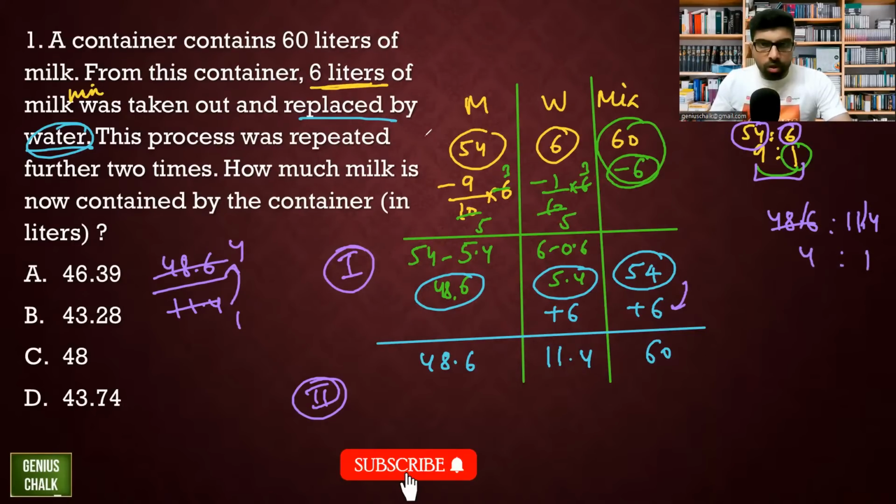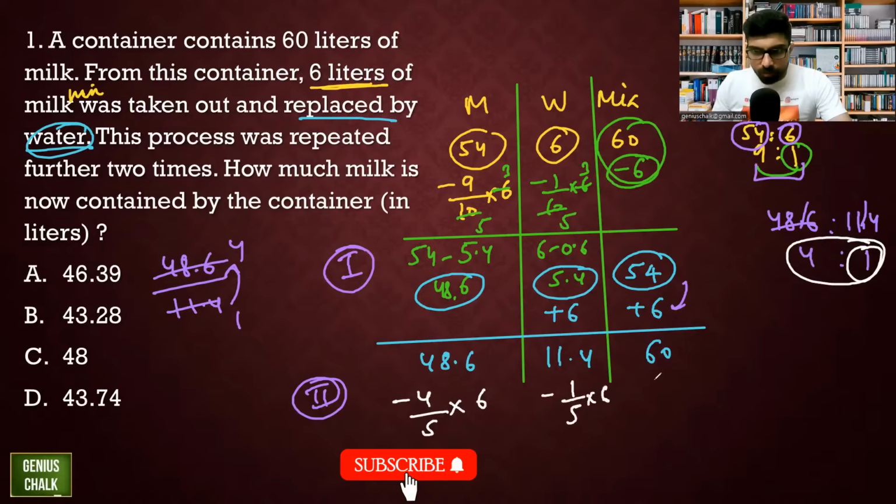So now let's draw this mixture out. So this will be 4 by 5, total is 5. So 4 by 5 into 6 liters, and here also 1 by 5. This water is 1 by 5 into 6, and overall is 6 less. So this will be 0.8, 4 by 5 is 0.8. So it will be 0.8 into 6.